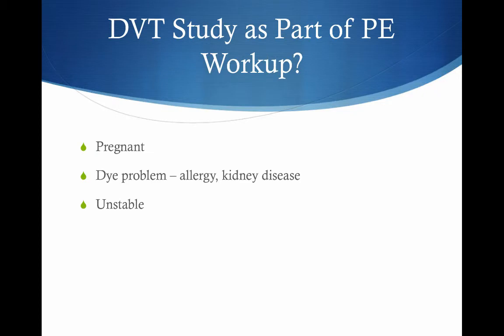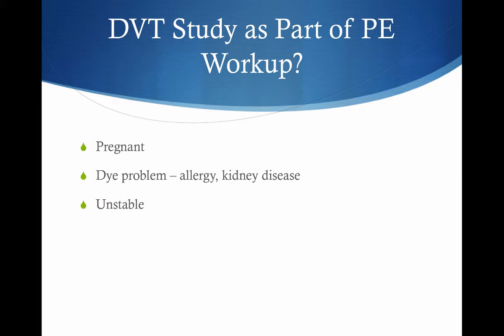You might be asking yourself, how is looking for leg DVT part of a workup for PE? Well, the simple answer is, say you have a patient who, for some reason, can't get an immediate CT pulmonary angiogram, which is our usual study of choice to work up pulmonary embolism. Maybe they're pregnant, so you're not anxious to rush them off for CT and a big dye load and a lot of radiation.